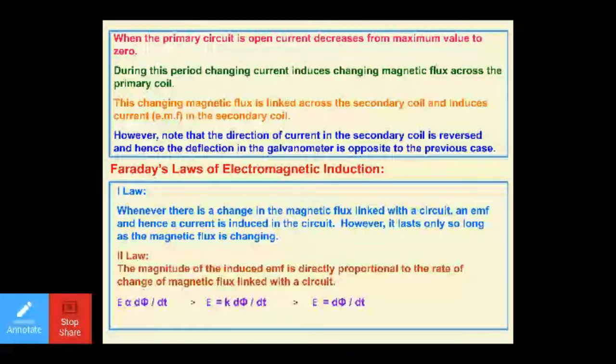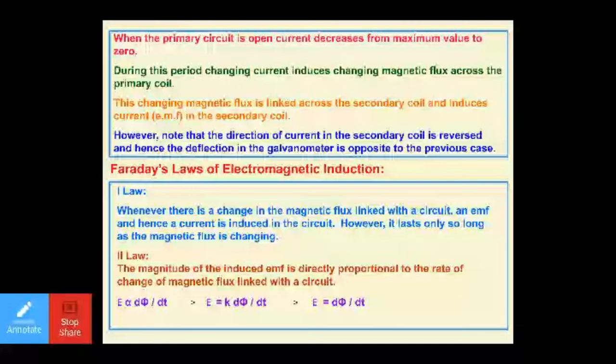So one thing needs to be clear, that whenever there is a change in the magnetic flux, induced EMF will get developed. Furthermore, the second law: the magnitude of induced EMF is directly proportional to the rate of change of magnetic flux linked with the circuit. So my dear students, one thing needs to be clear, that changing magnetic flux causes induced EMF or induced current. It means, what is the cause of induced EMF or current? That is the changing magnetic flux. Once the magnetic flux is changing, induced EMF and hence induced current is developing.